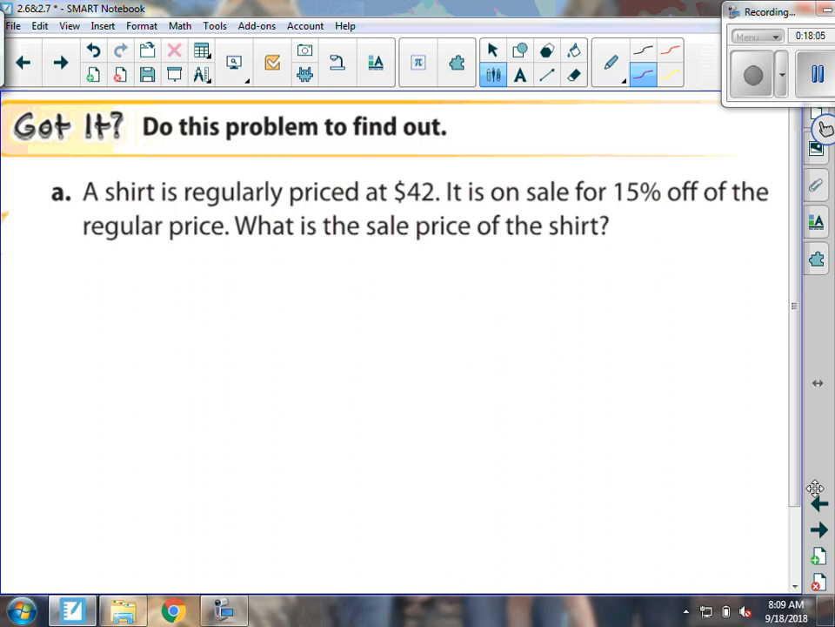So do the exact same thing here. A shirt is regularly priced at $42. It is on sale for 15% off the regular price. What is the sale price of the shirt? So sale price tells me we'll be subtracting. Okay, so go ahead and take a moment to solve this on your own.